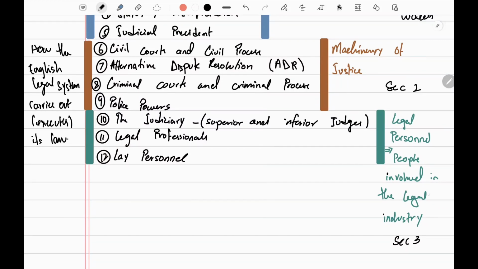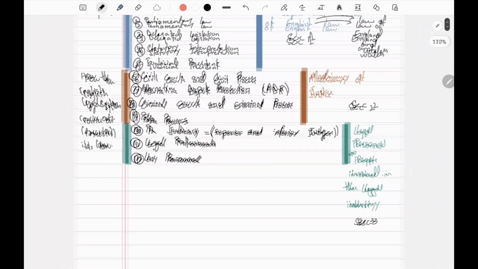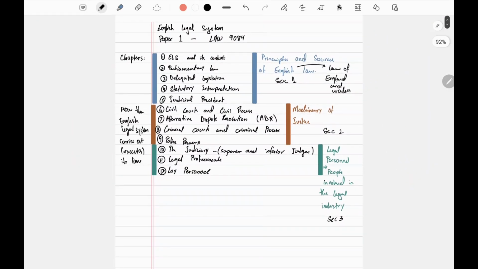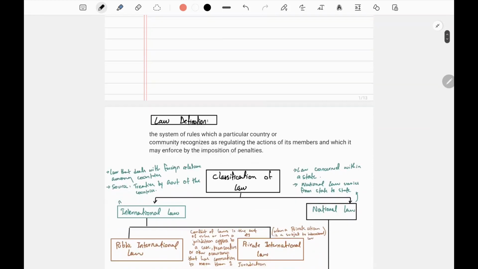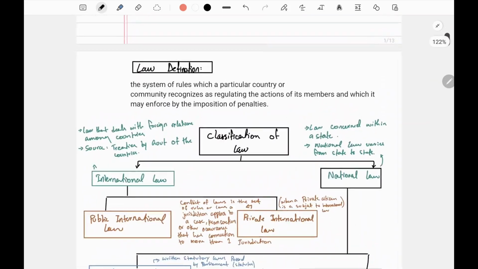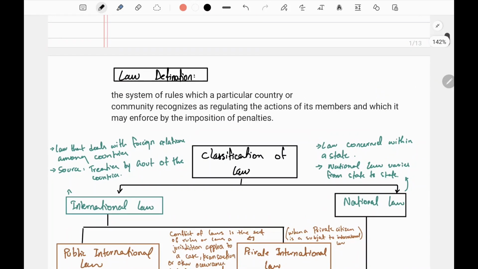And then the last 3 chapters are about the legal personnel. These are about the people involved in the legal industry, the judges, the legal professionals, and the lay personnel that play a role in the legal industry, right? So this is our whole layout for this paper.